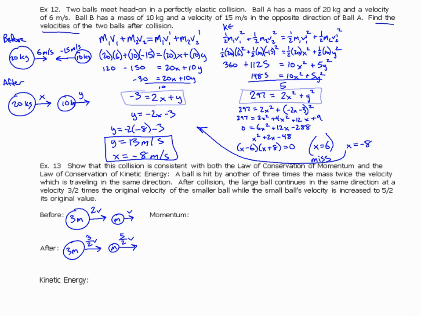This last one, example 13, is a math proof. It says, show that this collision is consistent with both the law of conservation of momentum and the law of conservation of kinetic energy. A ball is hit by another of 3 times the mass, twice the velocity, traveling in the same direction. So I've already got this set up. A ball is hit by a ball of 3 times the mass and twice the velocity.